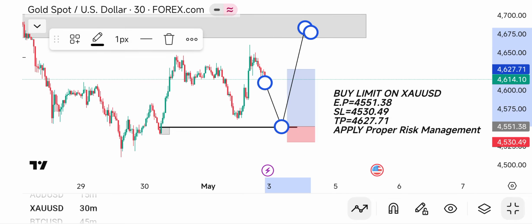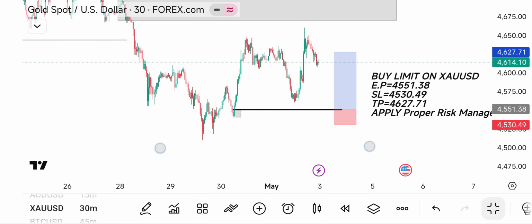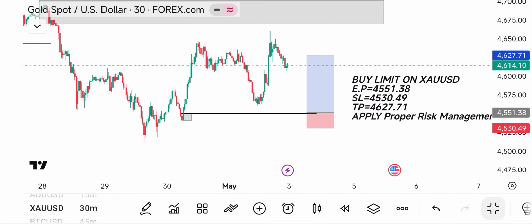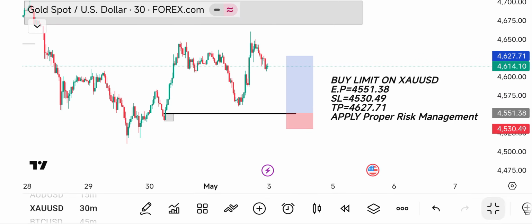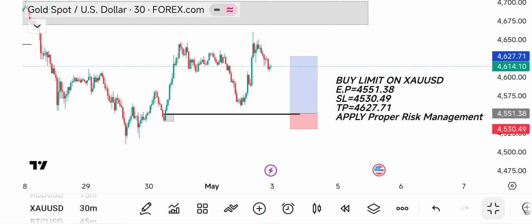So that's it, guys. Make sure you apply proper risk management because nothing is guaranteed in trading. The only thing you can guarantee is the amount of money you want to risk. You understand? So always apply proper risk management.